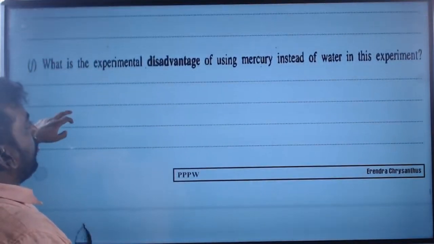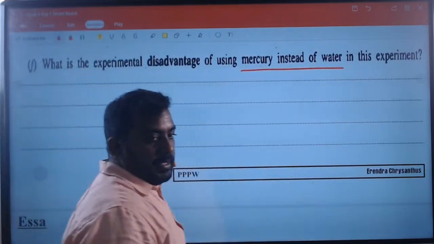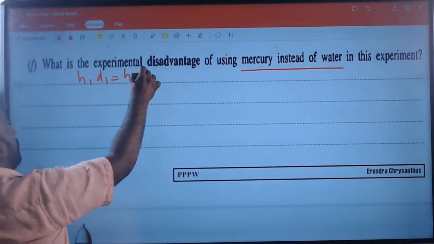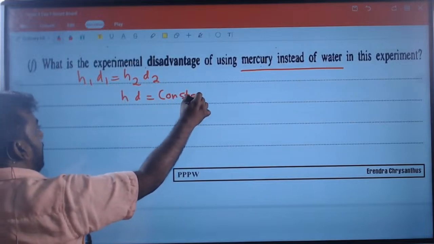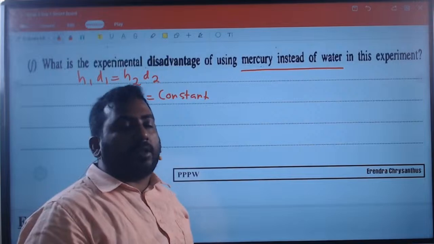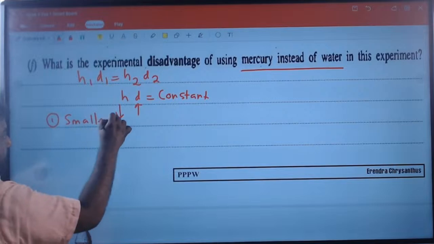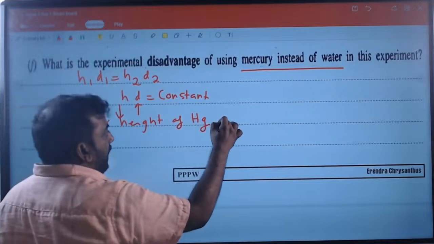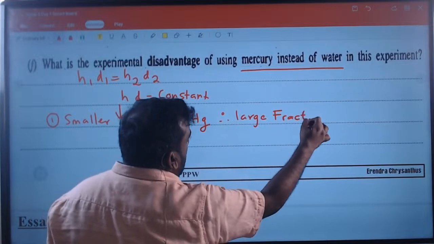Right. What is the experimental disadvantage of using mercury instead of water? Well, the first disadvantage: H1 D1 equals H2 D2. High density, smaller height of mercury column. Smaller height of mercury, therefore large fractional error.